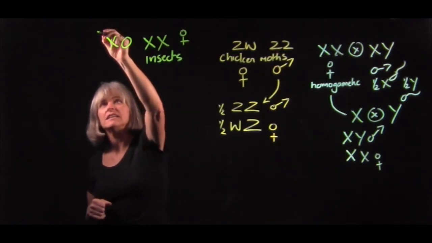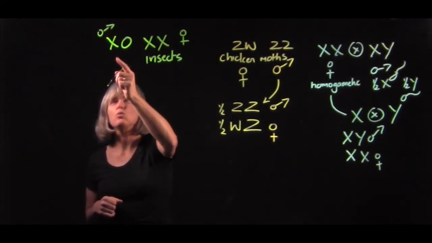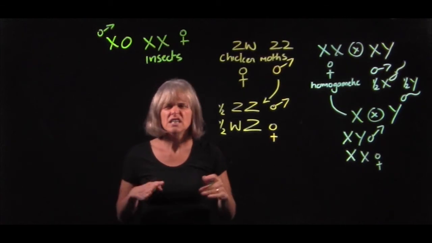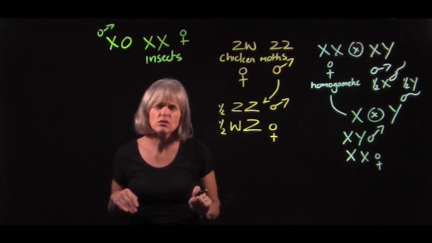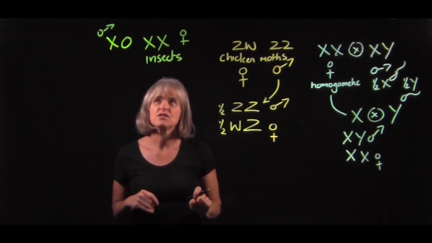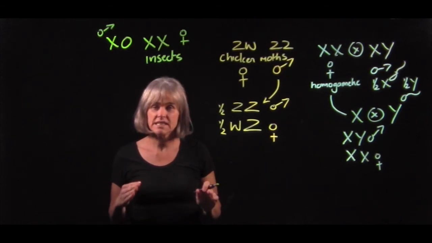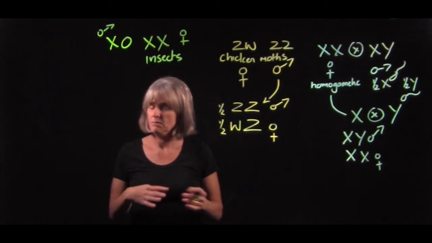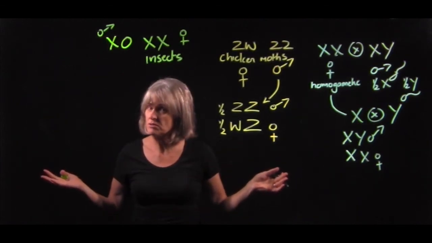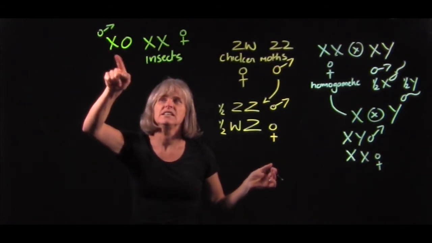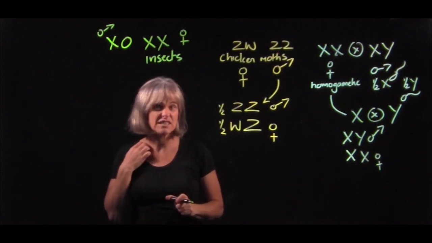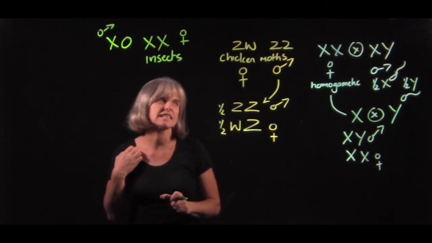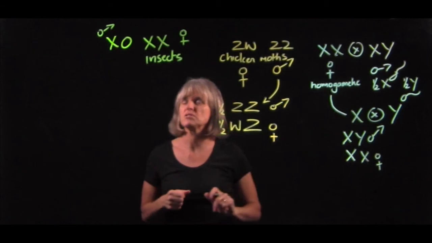And the male, in this case, just has one X chromosome, and the O doesn't stand for a chromosome called O. The O refers to the fact that males in many types of insects just carry one X chromosome. The males have two of all the other chromosomes, but they just have one X chromosome. It's kind of interesting to think about. It's kind of like they lost the Y chromosome.